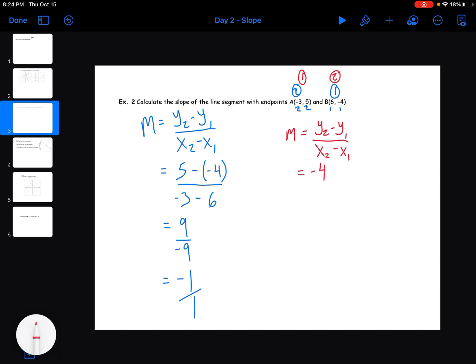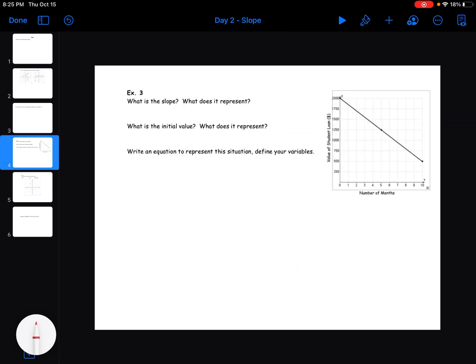Now in this case, we're going to get -4 minus 5 divided by, so -4 was 2, minus 5, divided by 6 minus -3. So we get -9 divided by 9, because 6 minus -3 is 6 plus 3, and that's -1, or -1 over 1. So it didn't matter which point we chose as 1 or 2. We just have to make sure that we do it in the correct order both times.